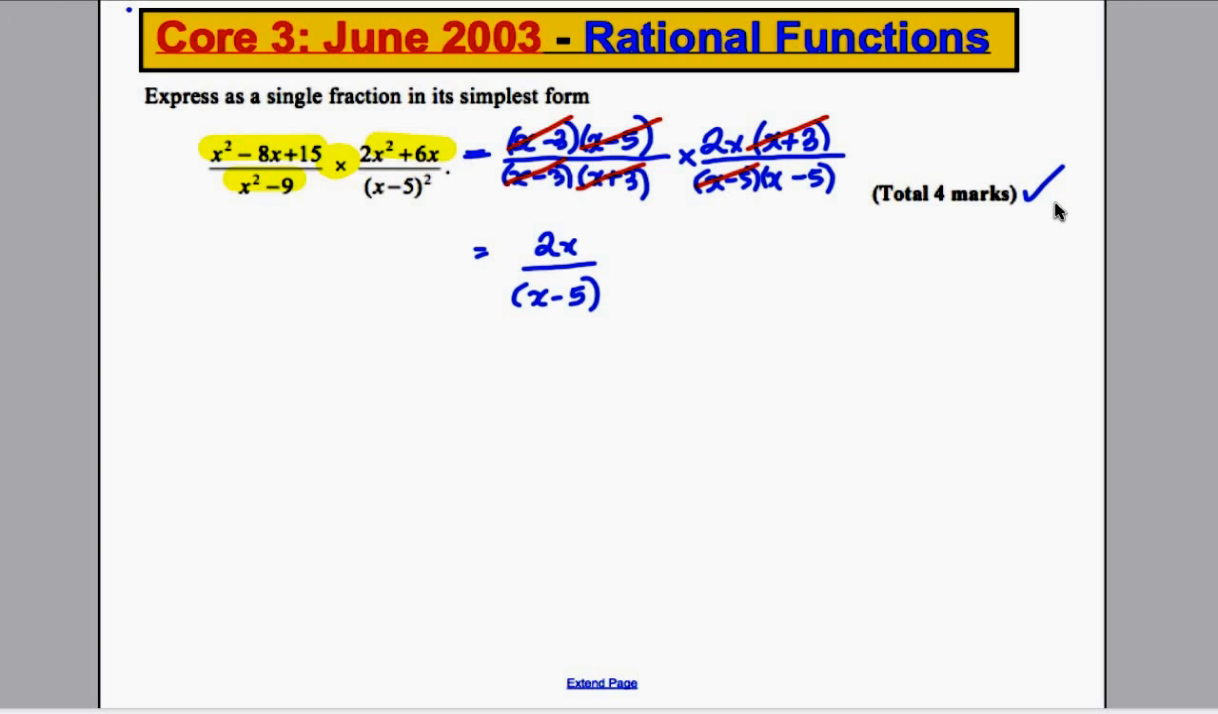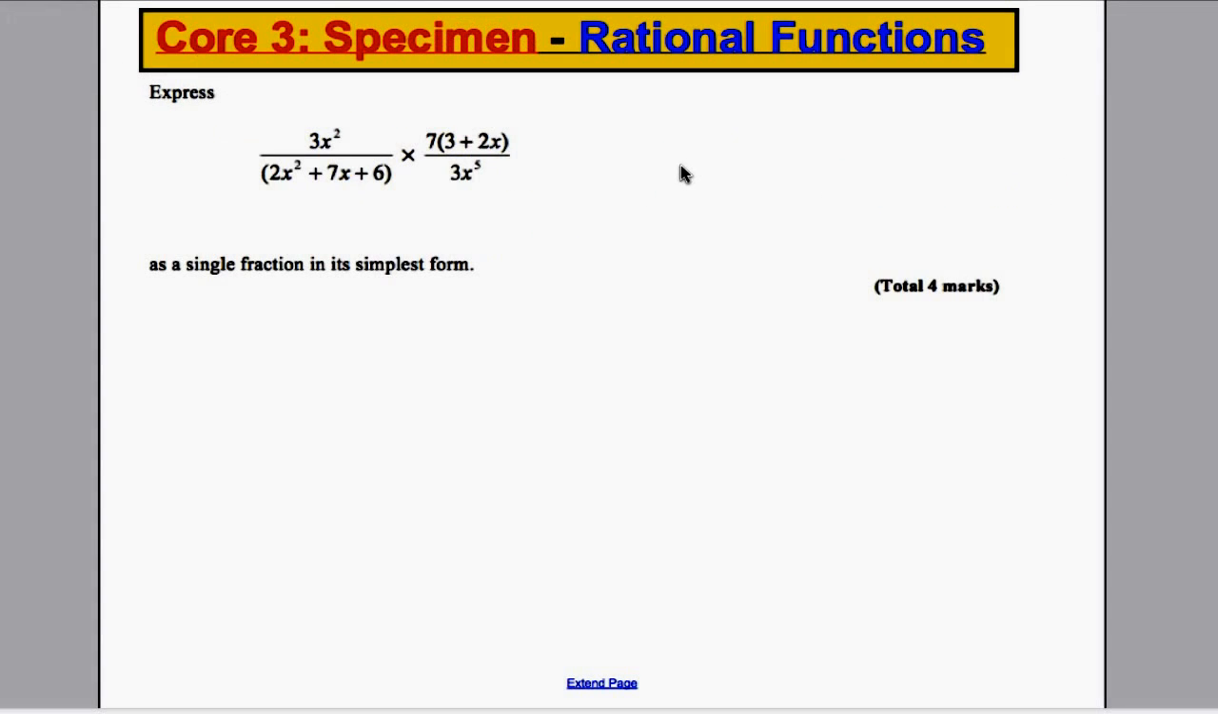Next question. Pause, have a go, mark and watch after. Okay, very similar here again. I'm going to factorise where possible. So here we go, let's have a go at this one.